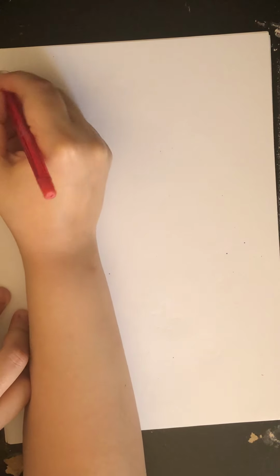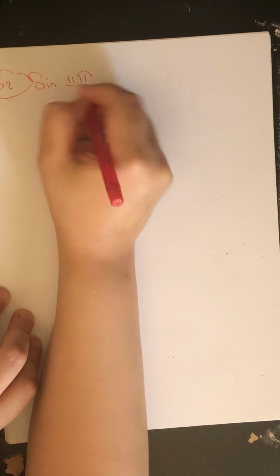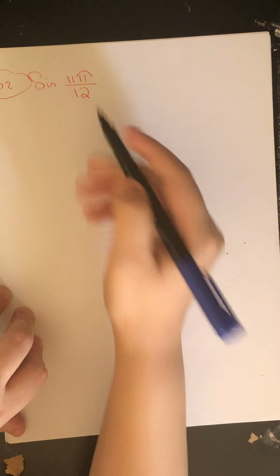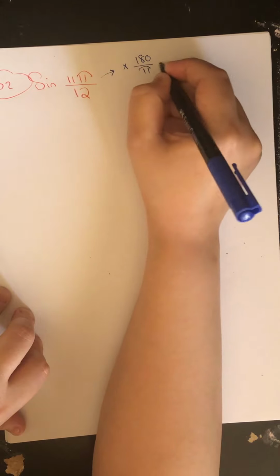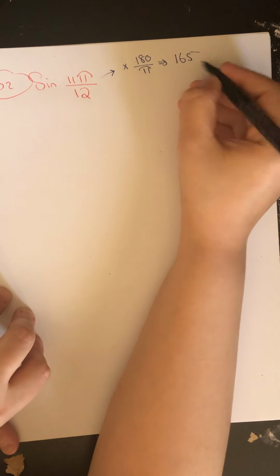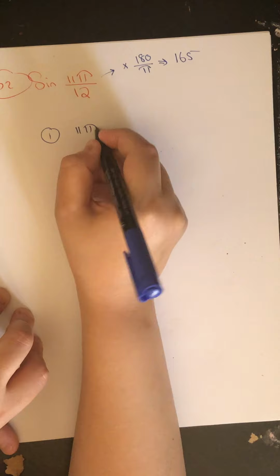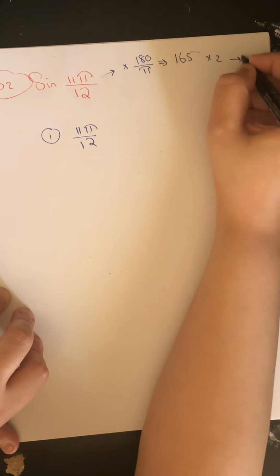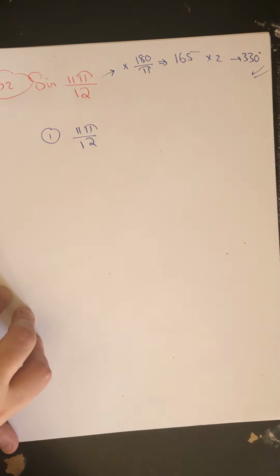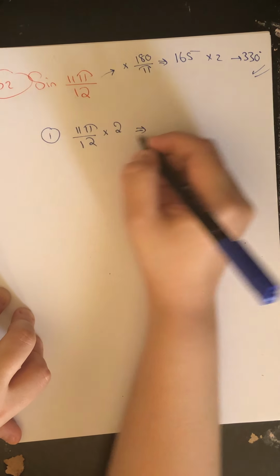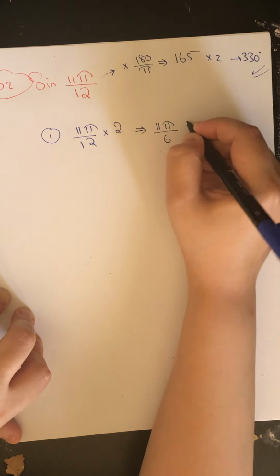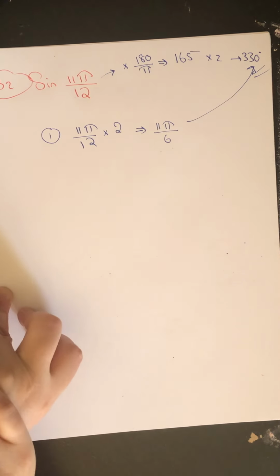Question 32. It's in radians. Again, I don't have 11 pi over 12 on my unit circle. If you change it to degrees by multiplying by 180 over pi, you know that this is 165. So my first step is to do 165 times 2 is 330, and 330 is a familiar one. So 11 pi over 12 multiplied by 2 will end up being, after simplifying, 11 pi over 6. 11 pi over 6 is 330.